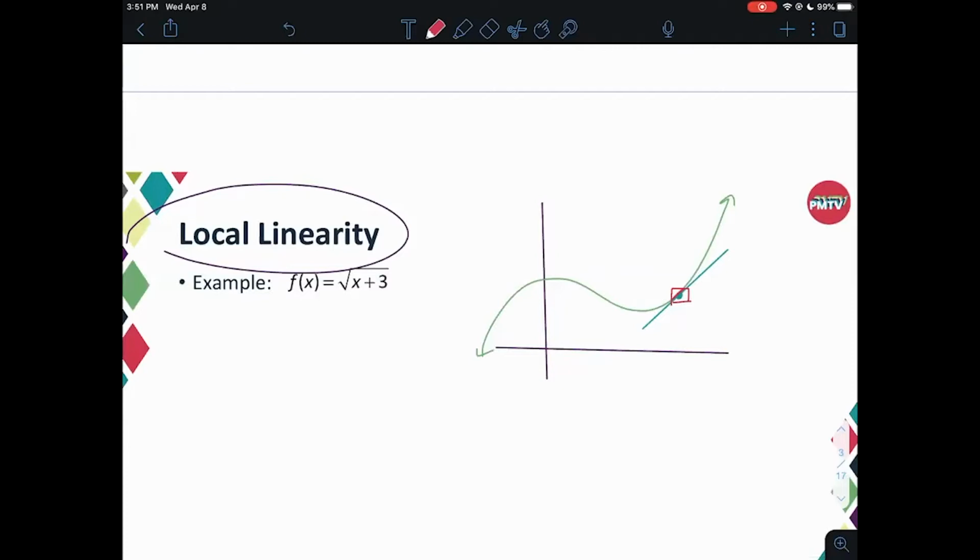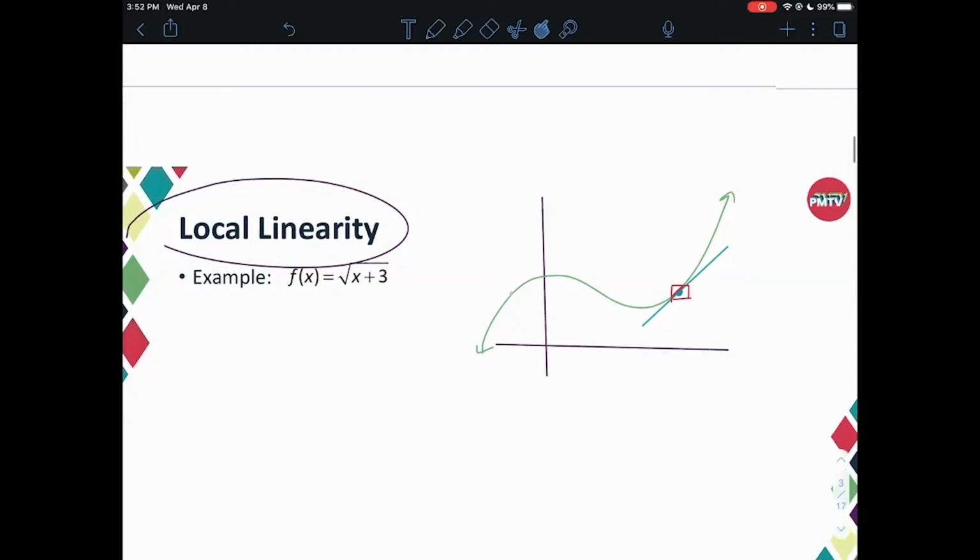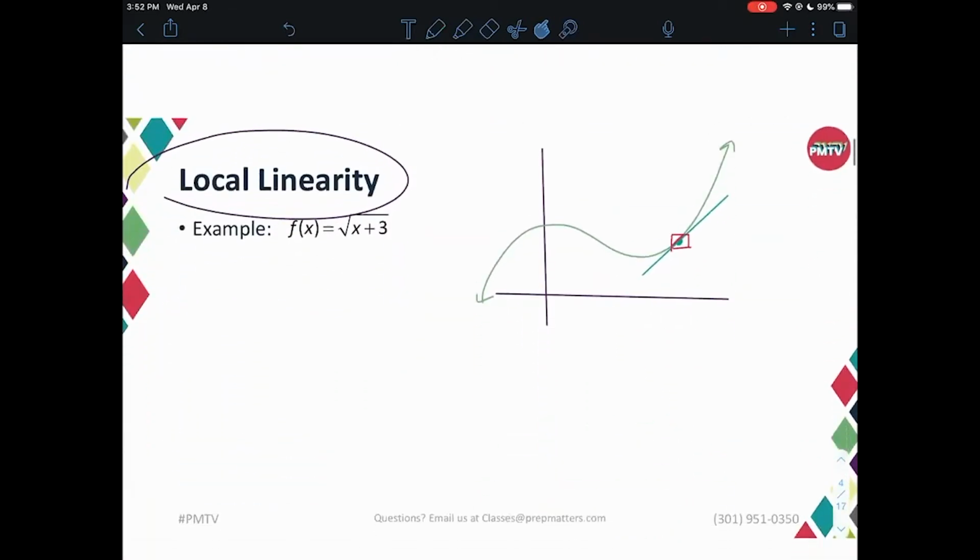You may have used the word local linearity in actual class this year. You might have also talked about just linear approximations or tangent line approximations. That's the same thing. That's exactly what I'm talking about right here. So I'm going to walk you through a very quick example of this with some of the easier math, and then talk about conceptually why this would actually help us.